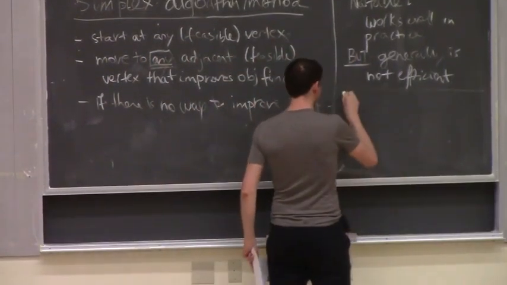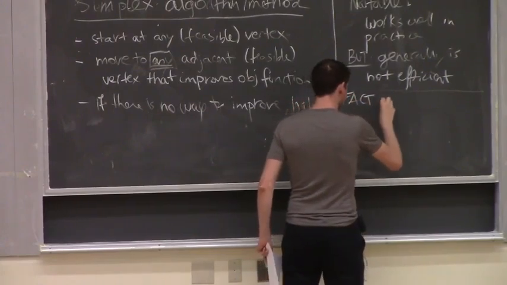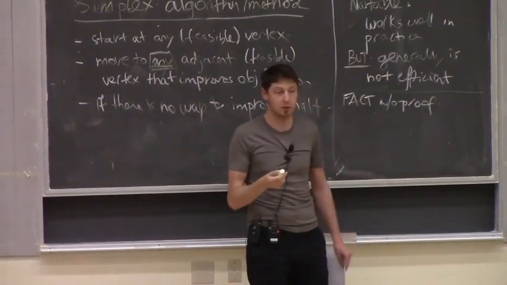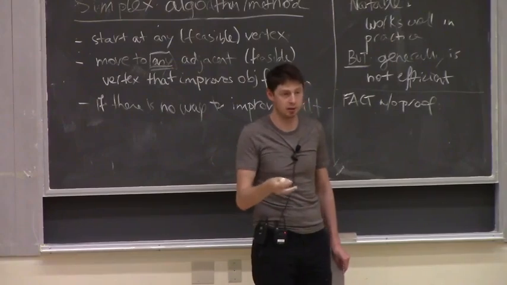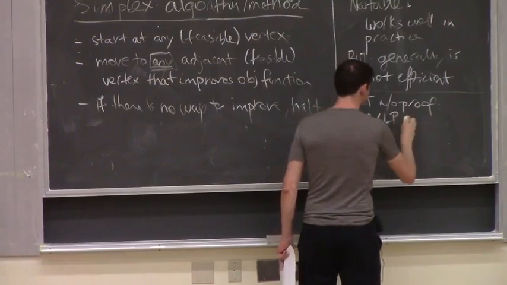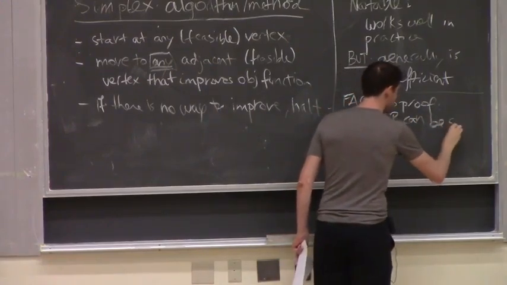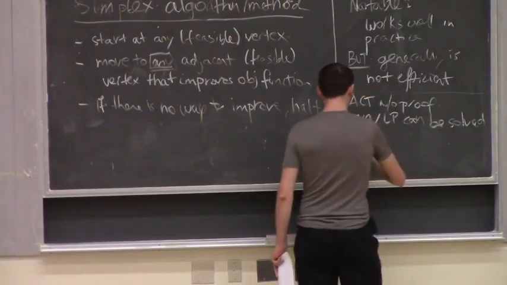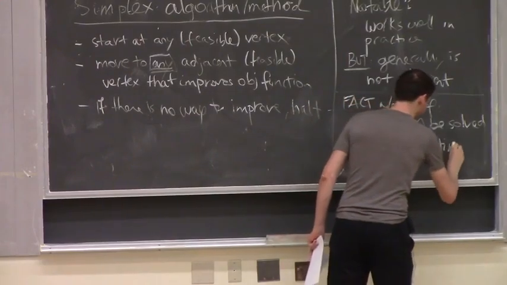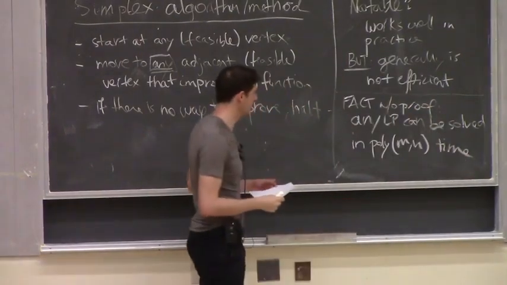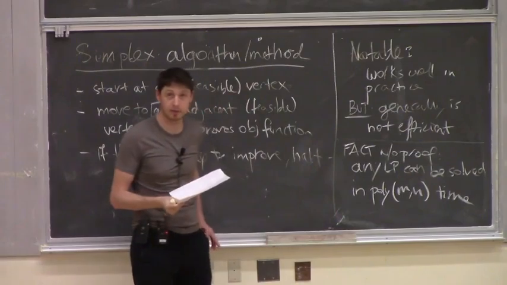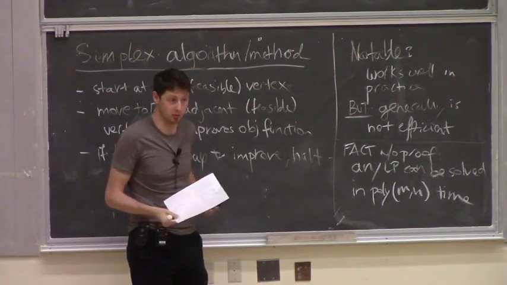So let me just say, as a fact without proof, that you should assume for the rest of the course, because it will be used, you can use it in exams, homeworks, whatnot, that any linear program can be solved in poly(n) time. Okay, so it says polynomial in the number of variables and number of constraints. Just kind of what we want to do, right?